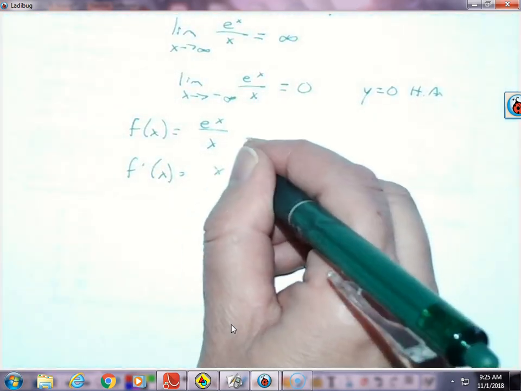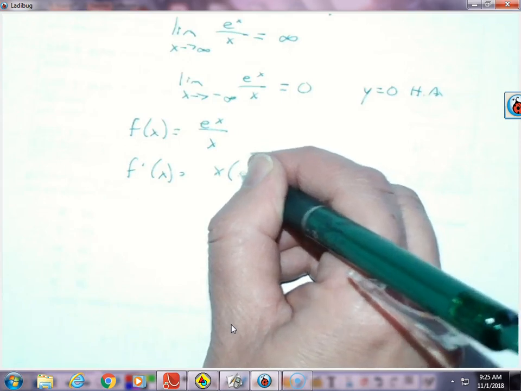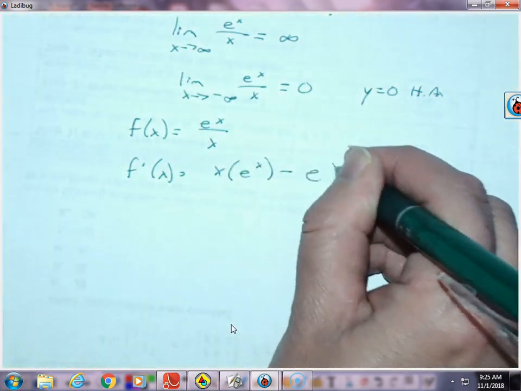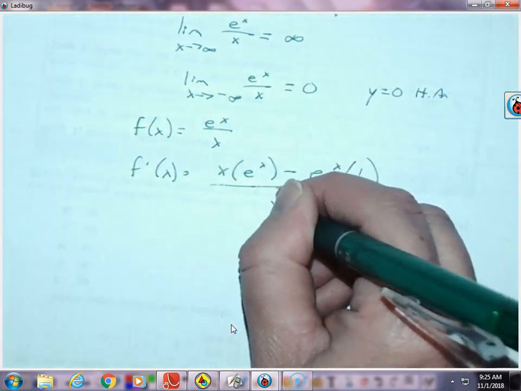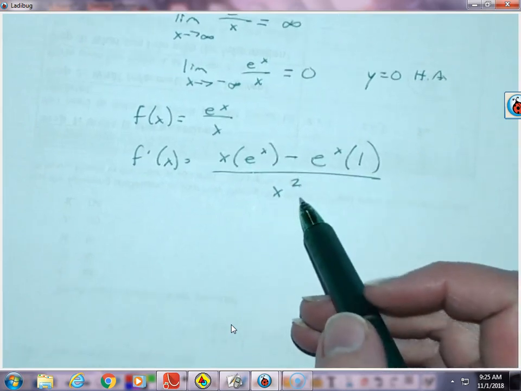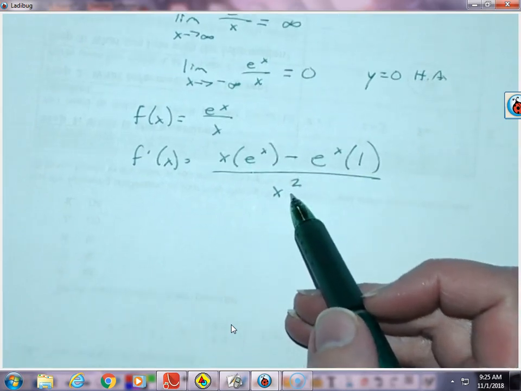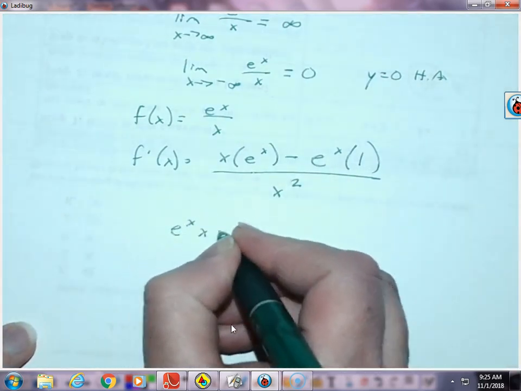Low d high is just what? Minus high. What's d low? Over low squared. Okay, so when we do our first derivative sign chart, we want to find where the derivative equals 0 or is undefined. It's definitely undefined when x is 0. Set the numerator equal to 0.